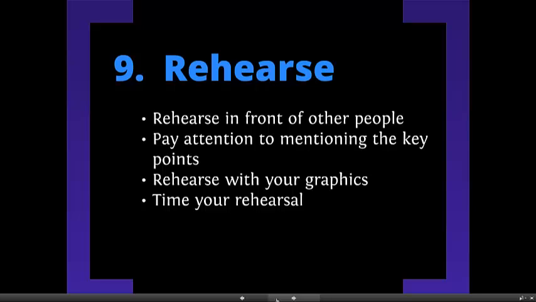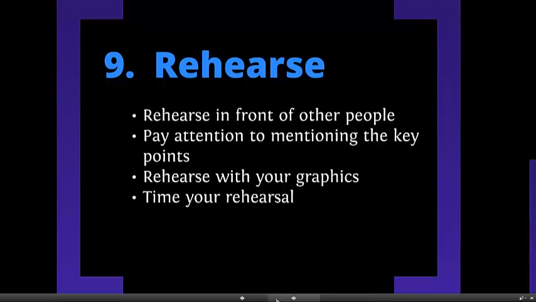And then time your rehearsal. If you are given 10 minutes, you don't want to take 20. And also, if you're expected to give a 5-minute presentation, you don't want it to be a minute and a half. So time your rehearsal so you know how long you're actually presenting.